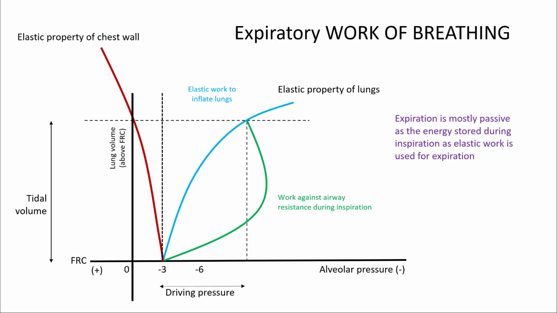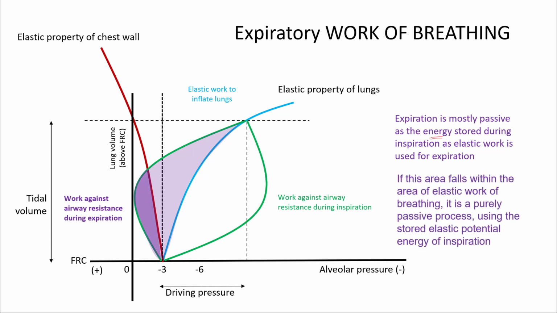Expiration is mostly passive and uses up the energy that was stored during the inspiration. However, if your resistance increases, your work of breathing can sometimes exceed the amount of energy stored in the elastic portion of the lungs. And the dark purple area shows the extra effort that you need to make to exhale the remaining air out.